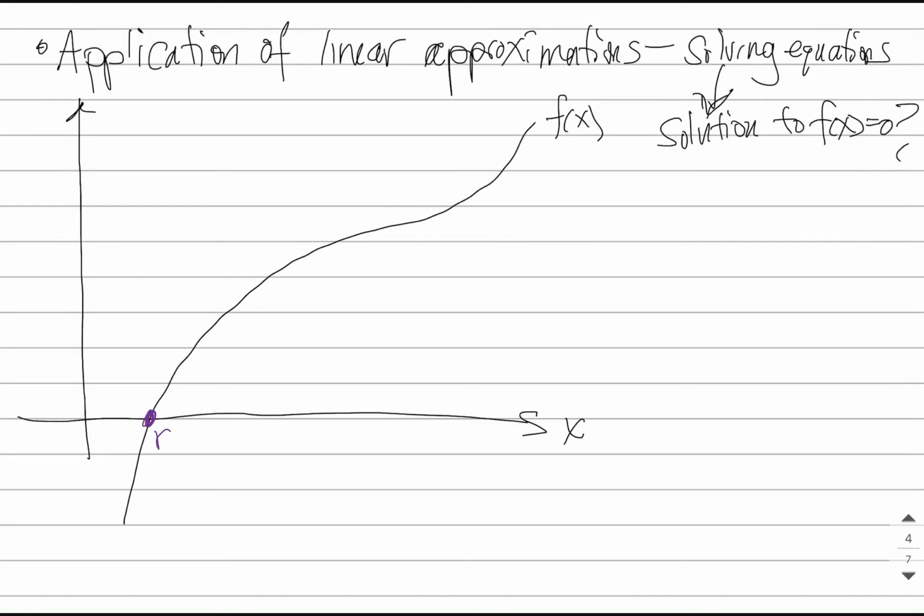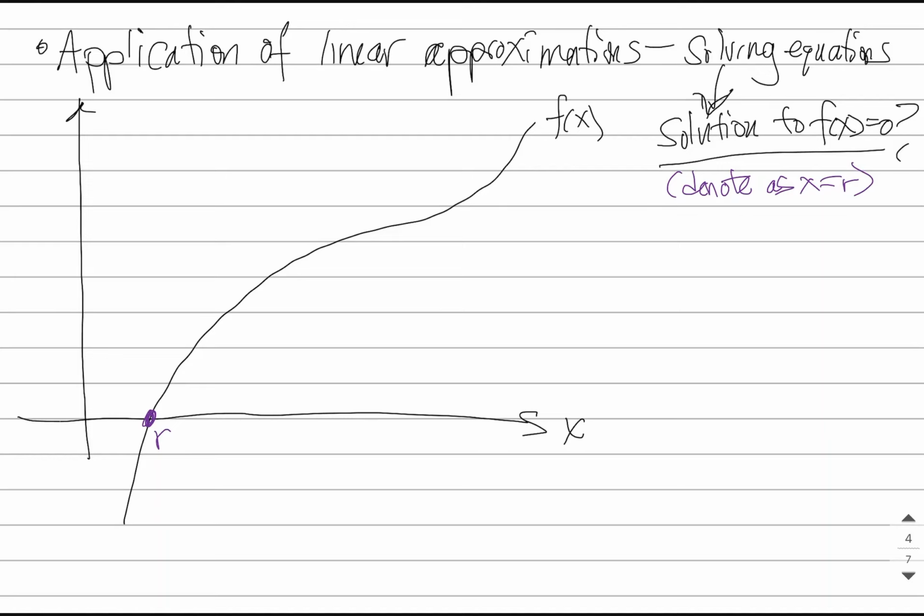One of the most useful applications of linear approximations is to do with solving equations. So let's say I've got some complicated function f of x, and I can take a picture, I can look at its graph, and it has some point where it equals 0. So I would really love to know what the solution to this equation is. And we're just going to denote this as x equals r. That's the solution to the equation.